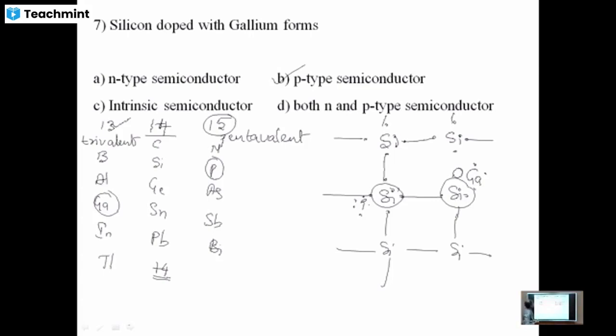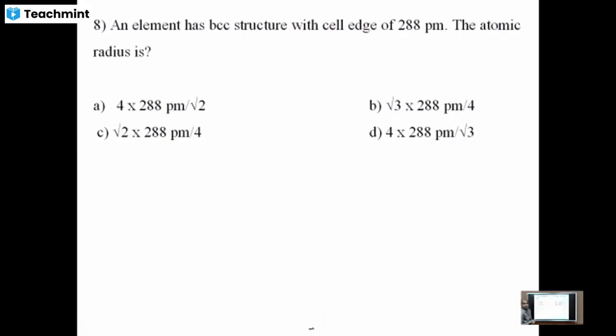An element has BCC structure with the cell edge of 288 picometer. The atomic radius is... The system is BCC. So cell edge, nothing but A, is given as 288 picometer. We have to calculate R, the atomic radius. About 2-3 minutes back, I told there is a relationship between A and R in simple cube, BCC and FCC. The system here is BCC. In BCC, A is equal to 4R by root 3.